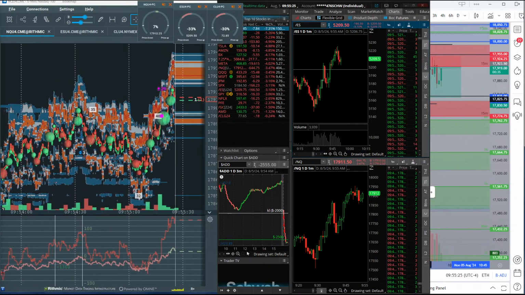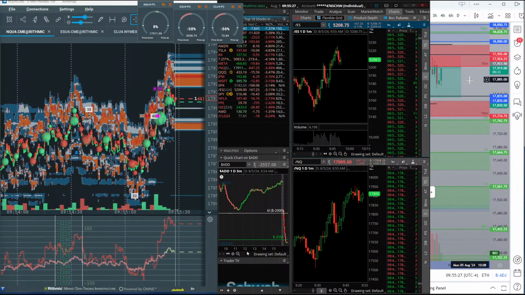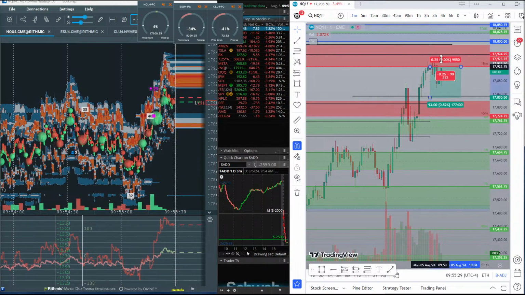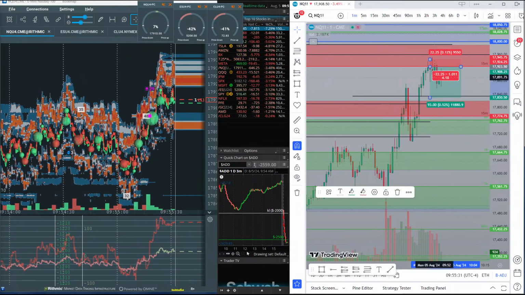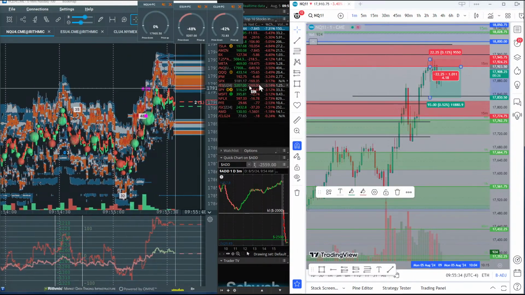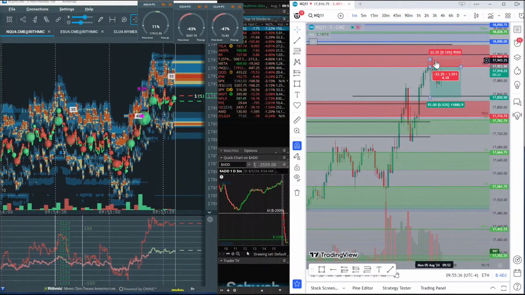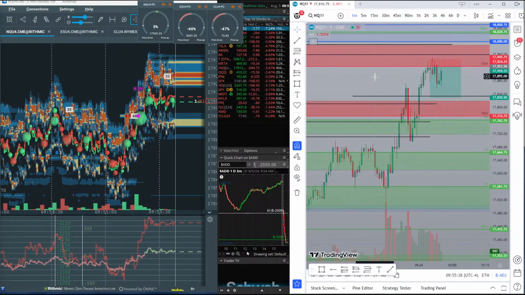Some buyers stepping in again. Move my stop loss to about here, so above the high that I entered on. I entered on this green candle, so my stop loss is right above that green candle for the moment.